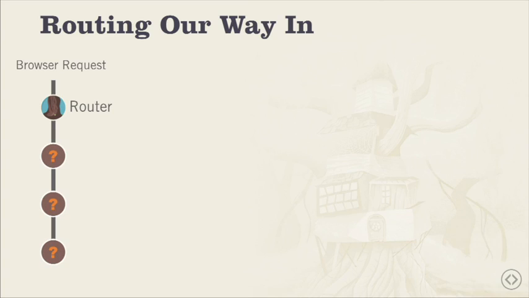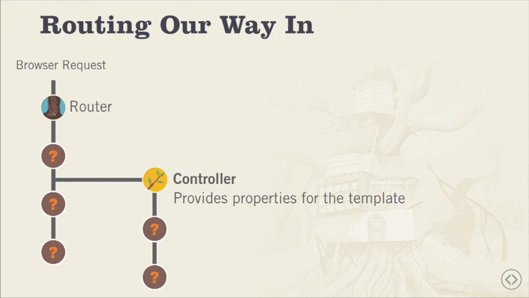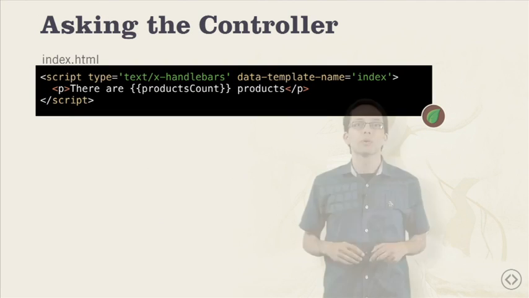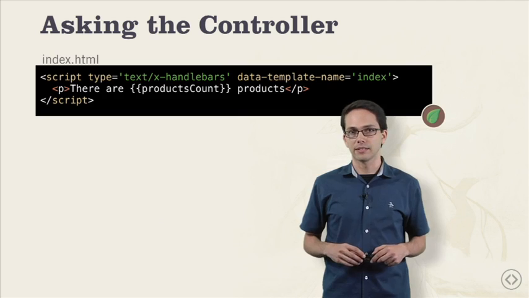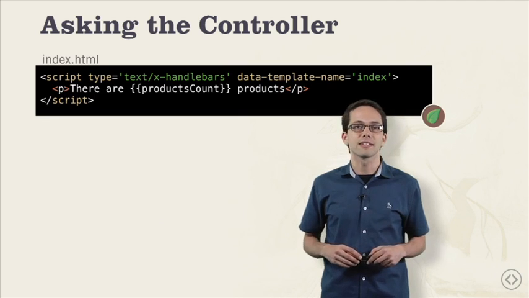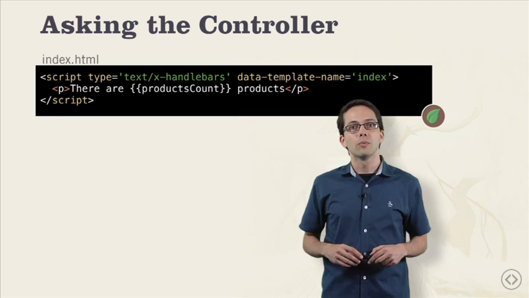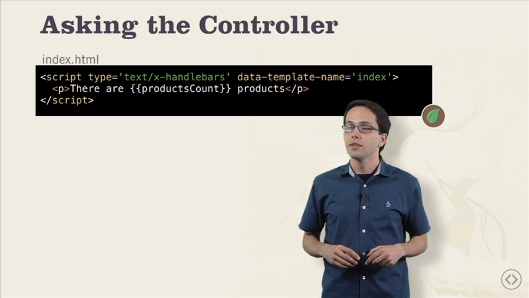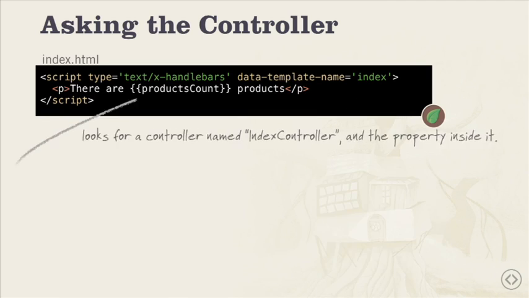Back in our chart, the controller goes about here. And remember, it provides the properties for the templates. Well, it does a lot more than that, but that's how we're going to be using it in this section. So here we are back in our index template. And inside of that, we have a products count property. When this template gets rendered, the first thing that happens is that it looks for a controller called index controller and then checks to see if that index controller has a property inside of it called products count.